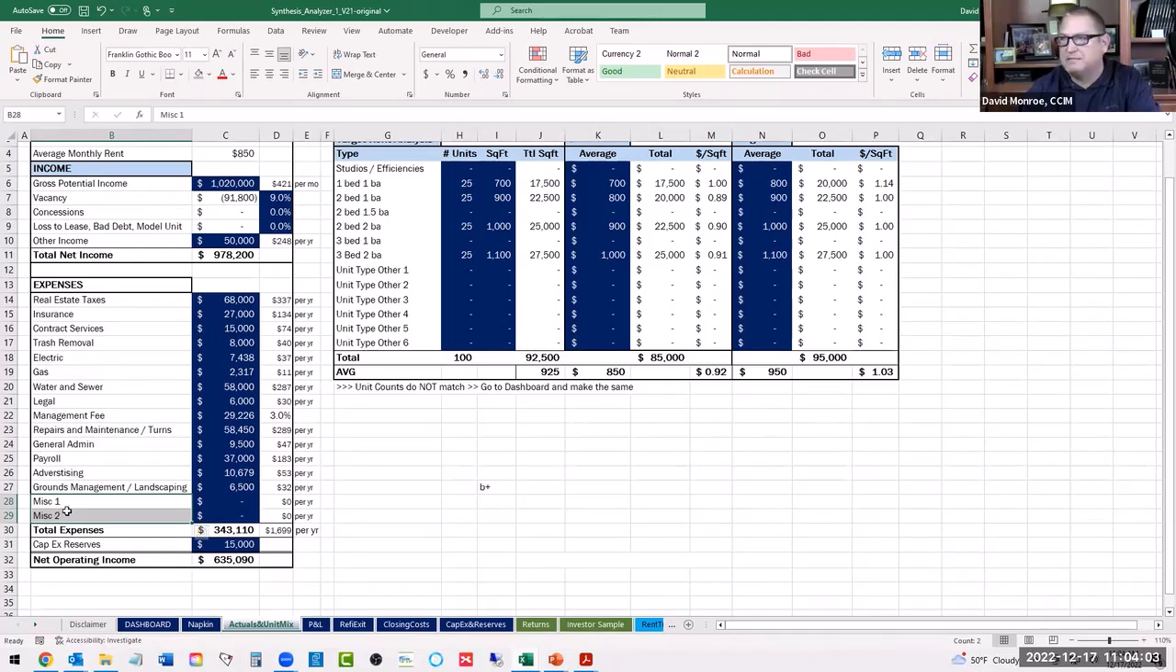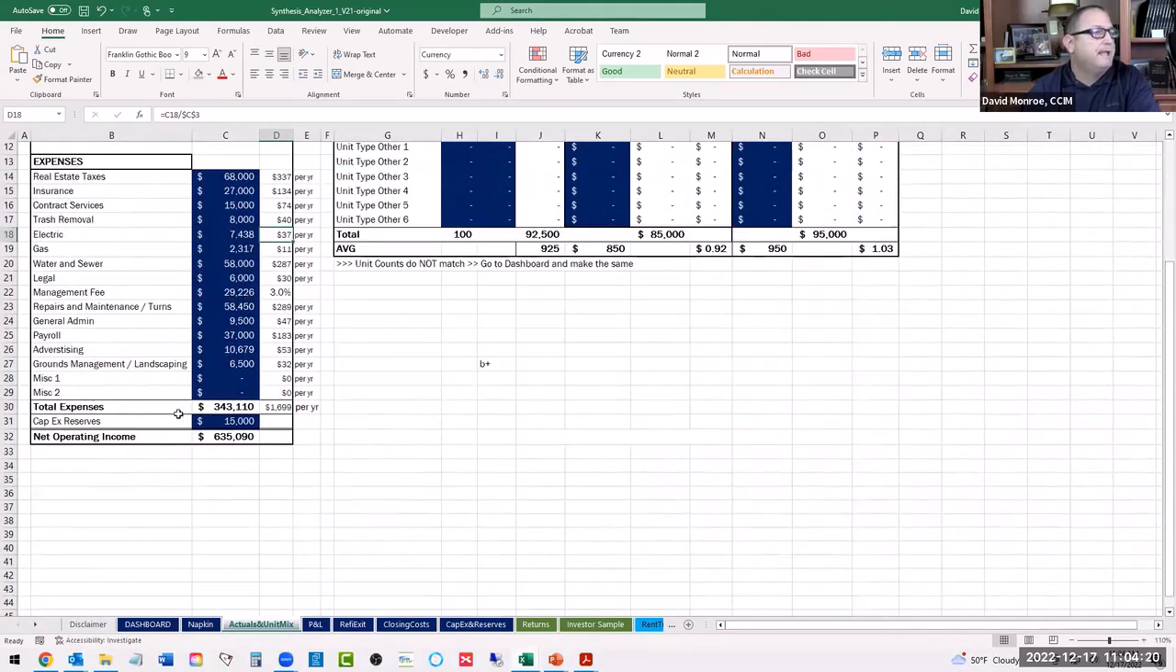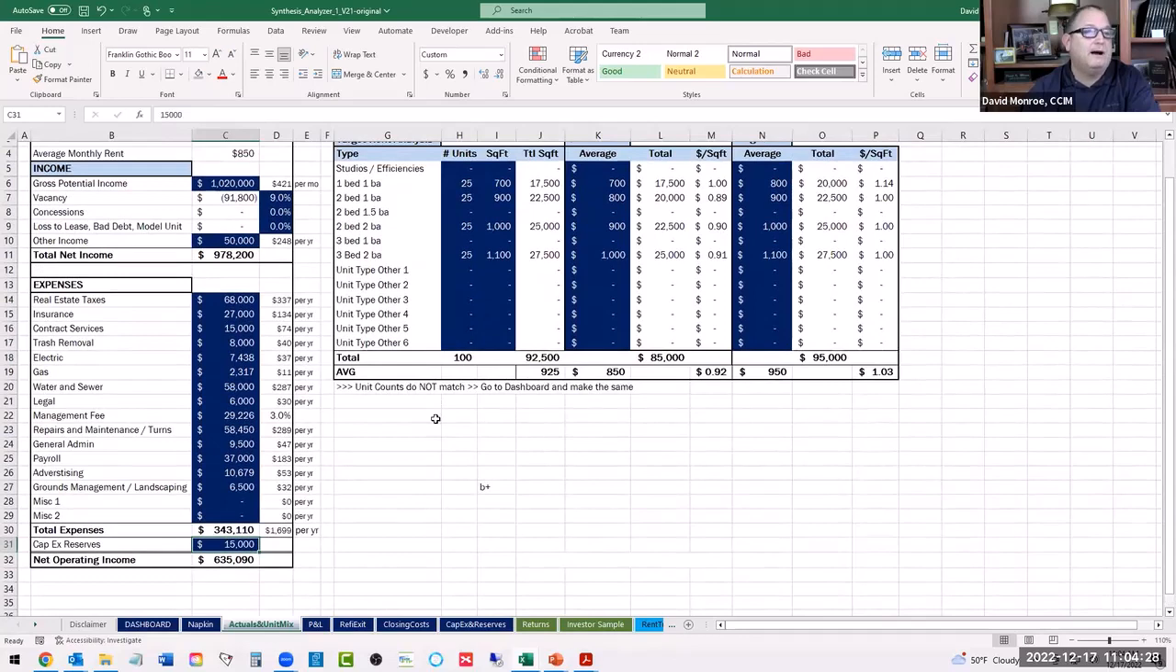All right, does that make sense? So these are all the inputted cells from that T12. Okay. And it gives you what the per unit per year is for each one of these. But the blues are your inputs. Now, CapEx reserves, 15,000 on a 200 unit property is probably not enough.